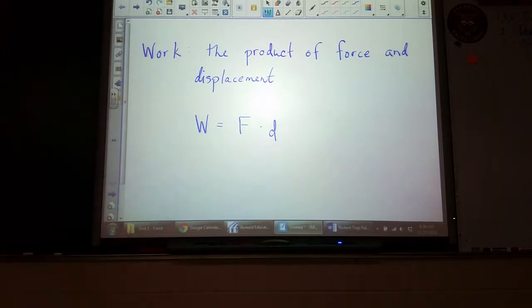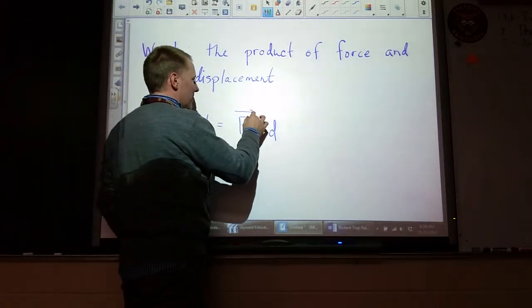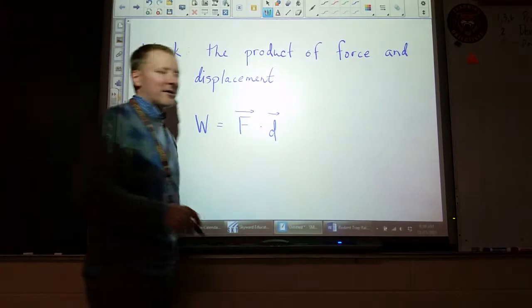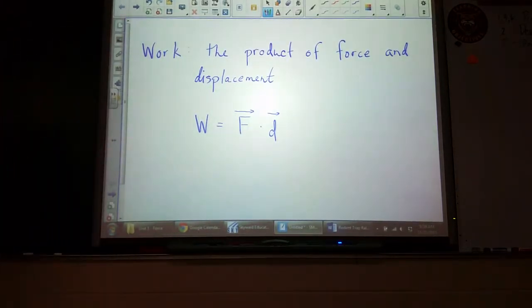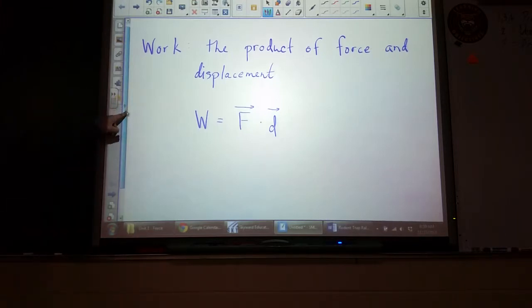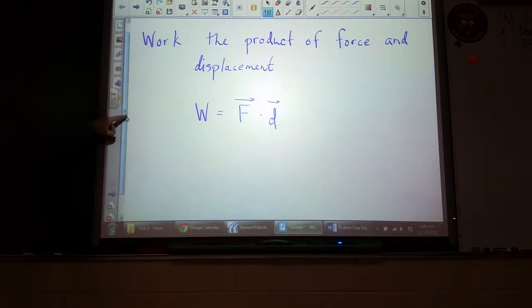But there's an issue here based on what we know already, because both of these are vectors. And I don't think you've seen this in math, you don't know how to multiply vectors together. So let's take a couple examples and then we'll come back and revisit this. But keep that in mind.